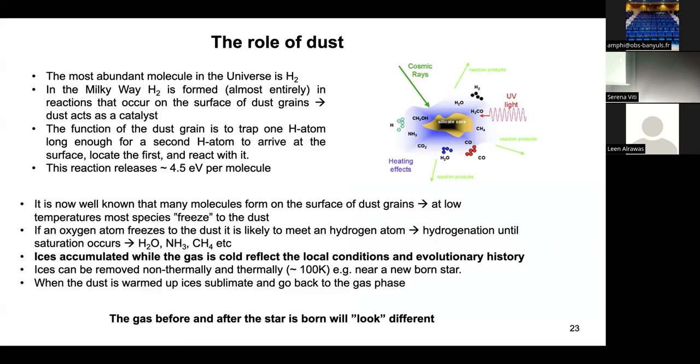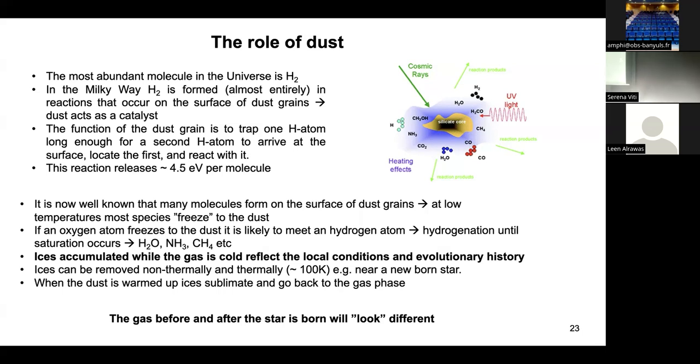I will not go into details, but one of the main types of reactions that very easily occurs on the dust is what we call hydrogenation. That's when hydrogen combines with other species until saturation, okay? And so a lot of the water, ammonia, and methane form on the dust. So you might say, okay, it's on the dust, why do we care, right? We care about the gas.